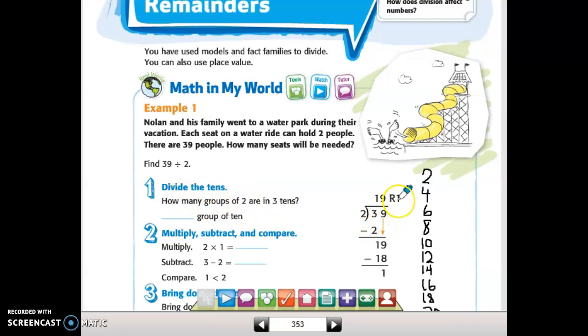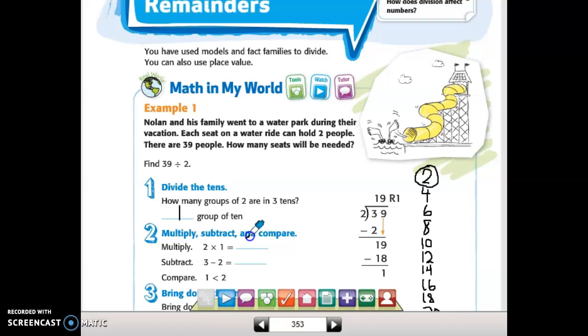Divide the tens. So we're going to start in the highest place value, unlike the other problems when we've done addition and subtraction. We've always started in the ones place. Division, we're going to start in the highest place value. How many groups of 2 are there in 3 tens? I've done a multiples of 2 chart, which is my compatible numbers. I can't go over this 3, and the 4 is already over it, so I can only make one group of 2 in 3 tens. So there is one group of 10.